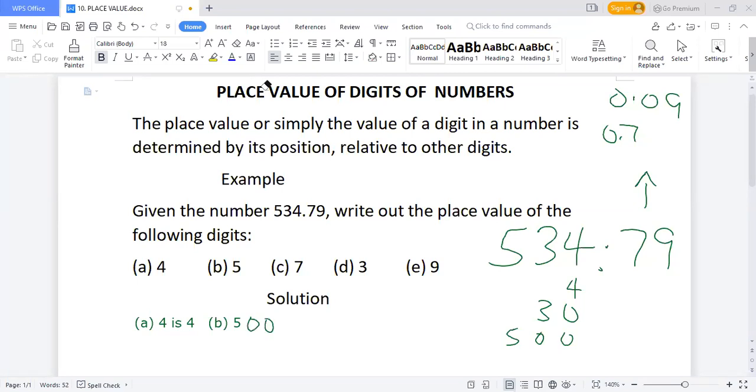That of 3, you can see that this one is 30. That's 3 times 10. It occupies the 10th position. That is 3 times 10. That is 30. The place value of 3 in that number is 30.